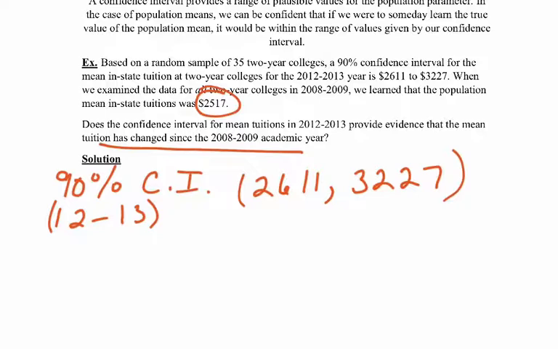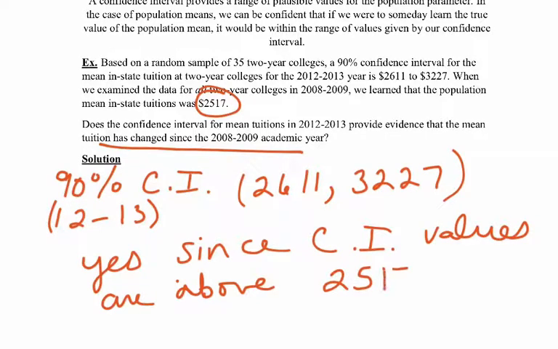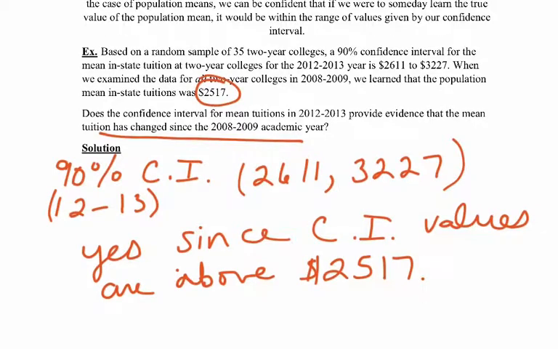So I would say yes, this gives us an idea. We're 90% confident that the mean was between 2611 and 3227. So I would say yes, since the confidence interval values are both above the mean that we had earlier in 2008-2009, which was 2517. So yes, I think this does provide evidence that the population mean has changed, and actually I think it's increased from the original academic year, but they asked us for has changed.